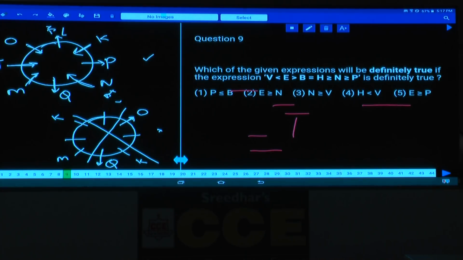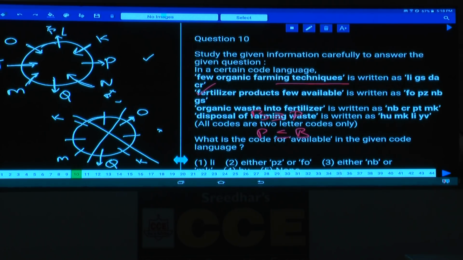Then question number 9. Now in this question number 9, which of the following expressions will definitely be true if the expression is definitely true? Now with the help of this expression, tell me which conclusion can be drawn. P lesser than or equals to B. B is here, P is here. Now B greater than or equals to P is definitely true. As B greater than or equals to P is true, P lesser than or equals to B is definitely true. Then what is your answer here? Choice 1 definitely follows. Question number 9, it is choice 1.